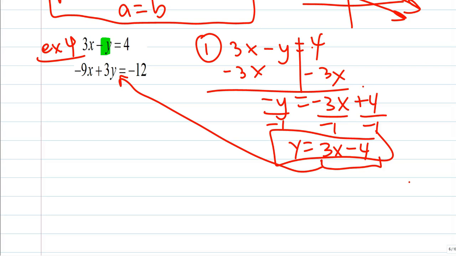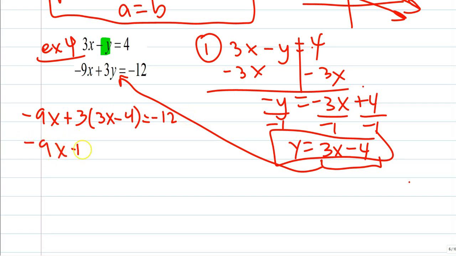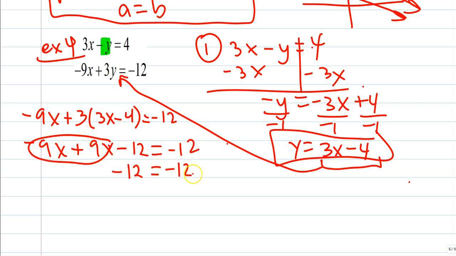So if I substitute that into the other equation, I get negative 9x plus 3 times what's y, equals negative 12. Negative 9x, distribute, plus 9x minus 12 equals negative 12. Negative 9x plus 9x, those zero out, leaving me with negative 12 equals negative 12. How do I solve for x and y? They all just disappeared. Well, guys, what we do is this. There is no way of solving this. You have to know what this means.